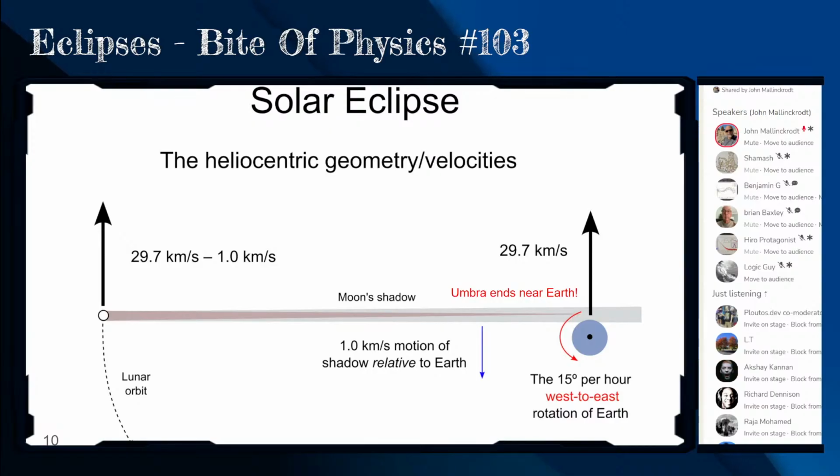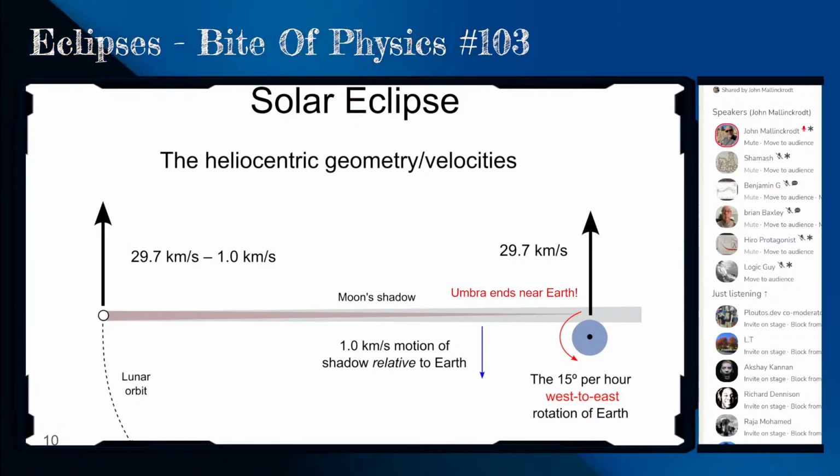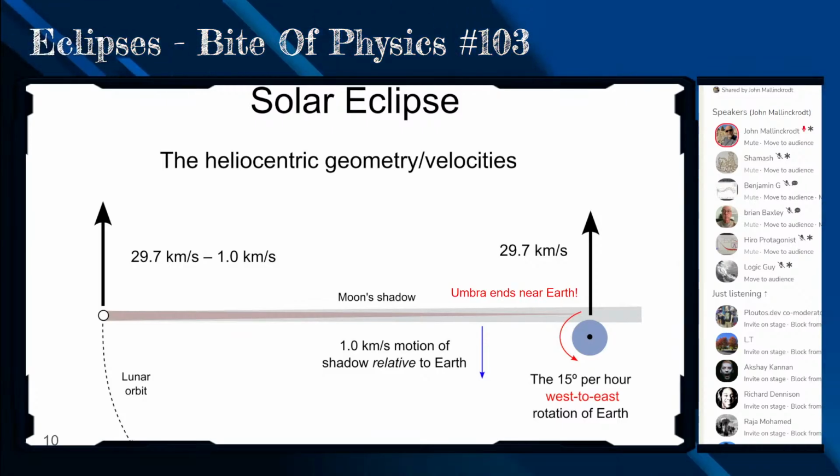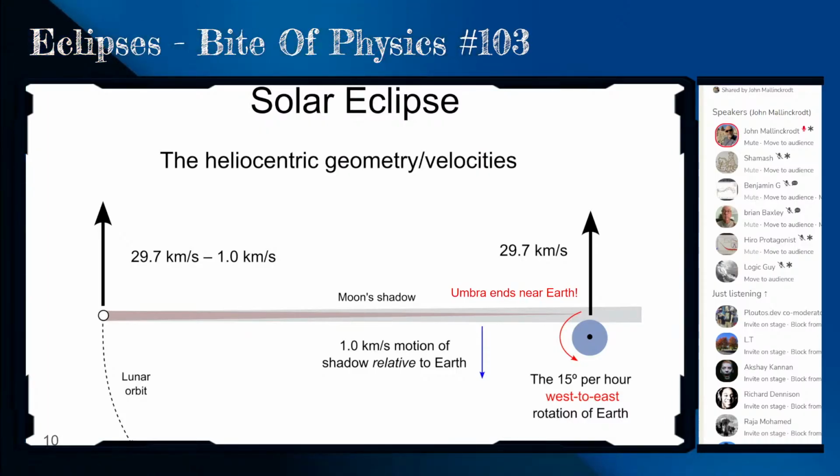Okay, so let me just say one more thing about this then. Shamash, you made the most important point about this diagram, and that is that the linear speed of a person on Earth will be different at different latitudes. So maybe it's worth just taking the maximum linear speed, which happens at the equator, and comparing that to the 1 kilometer per second motion.